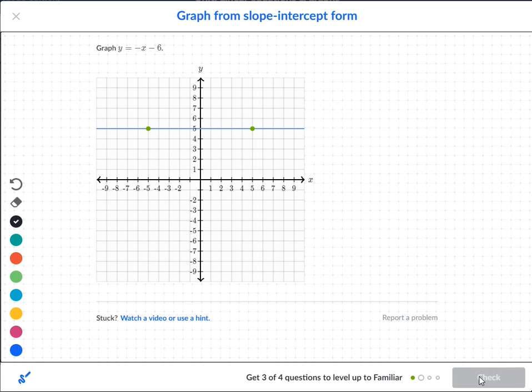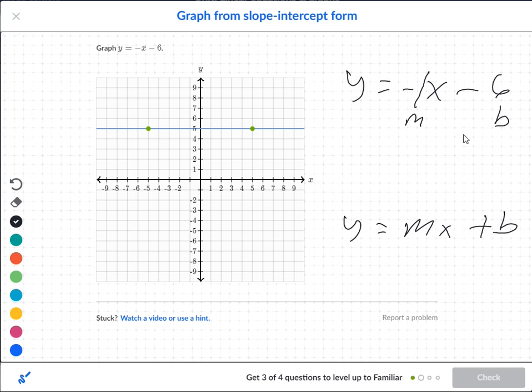Okay, next question. We've got y is equal to -x minus 6. And again, we want to work from the formula y is equal to mx plus b. There's no number next to x, so we call this a -1. That's your m, that's your b. So this is where we're going to start. We're going to start with the -6, so we're going to slide this down. Remember, we always start from the y-axis.